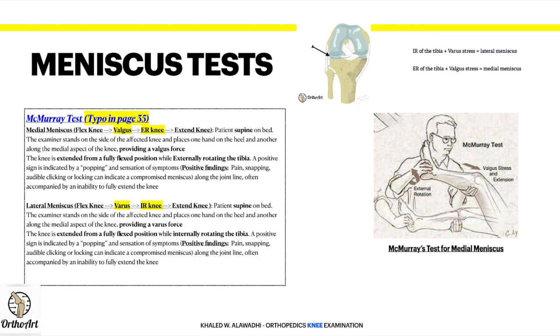A positive test means a popping or a sensation of pain. Symptoms like pain, snap, audible click, unlocking, a compromised knee along the joint line, or inability to fully extend the knee. Now the lateral meniscus is the same. The knee is extended from the fully flexed position while internally rotating the tibia and with a varus force. Don't forget that.